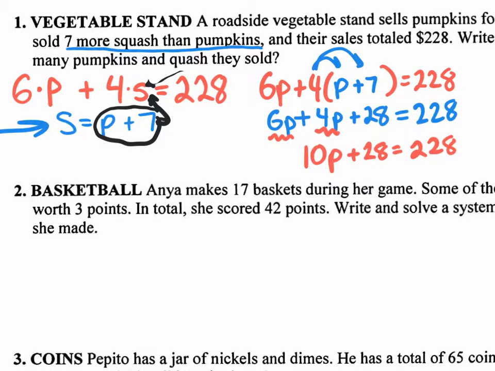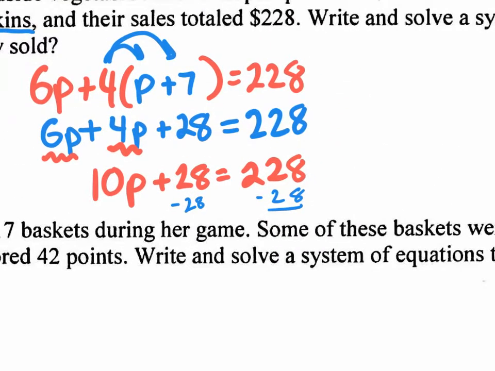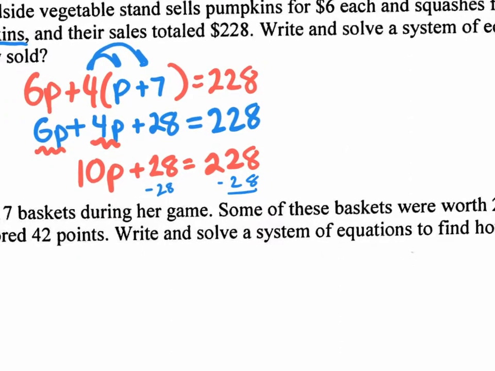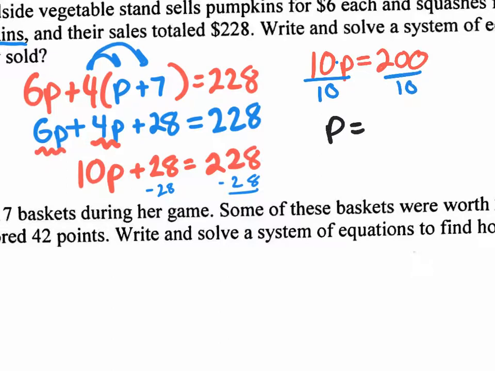So how do I start solving this equation right here? Subtract 28 on both sides. So we're going to go minus 28, minus 28. Let me rewrite my equation up here on the side. So I have now 10P equals 200. To solve this, I need to get rid of the multiplication of 10 by dividing by 10, dividing by 10. So P equals 20.